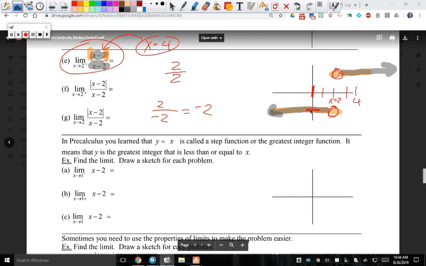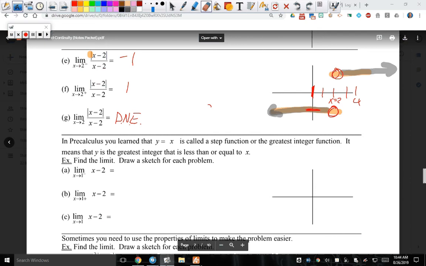All right. So now looking at this graph, guys, what's the answer to E? Negative 1. What's the answer to F? Positive 1. What's the answer to G? Does not exist. Because those two one-sided limits did not equal each other.